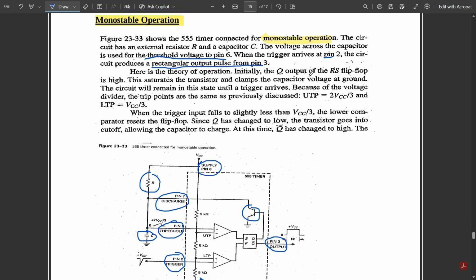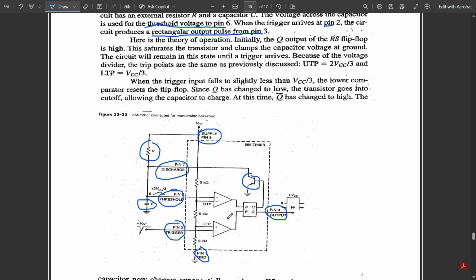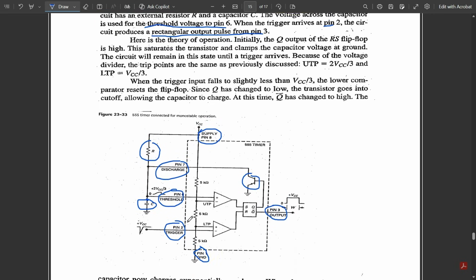Okay. So when the trigger point arrives at pin 2, that is at one amplifier, the trigger point arrives. So when it arrives, the circuit produces a rectangular output pulse at pin 3. So this is the rectangular pulse which I was talking about. They mention here only when the trigger arrives, because when the trigger arrives, any one of the amplifiers would be working, either this one or this one. Based on that, one input would be selected, and for that the output is produced here in the form of a rectangular wave at pin 3.